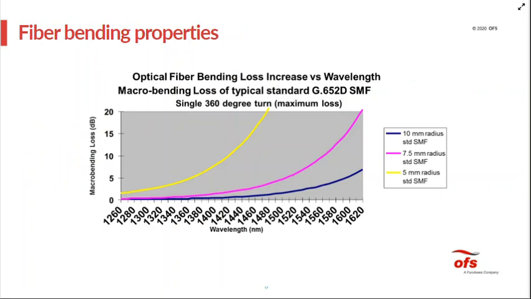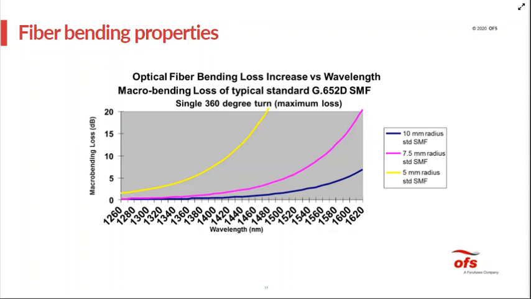If you've seen any of our other webinars, one of the slides that we show on a pretty regular basis, because it is just absolutely critical to the properties of the fiber and to successful network deployment, is respecting the bending properties of fiber. This graph shows bending loss versus wavelength and what happens when you bend a standard single mode fiber more tightly. You can see the blue line is a 10 millimeter radius, the magenta line is 7.5, and then we get down to 5 millimeter radius. And you can see that the loss increases significantly.